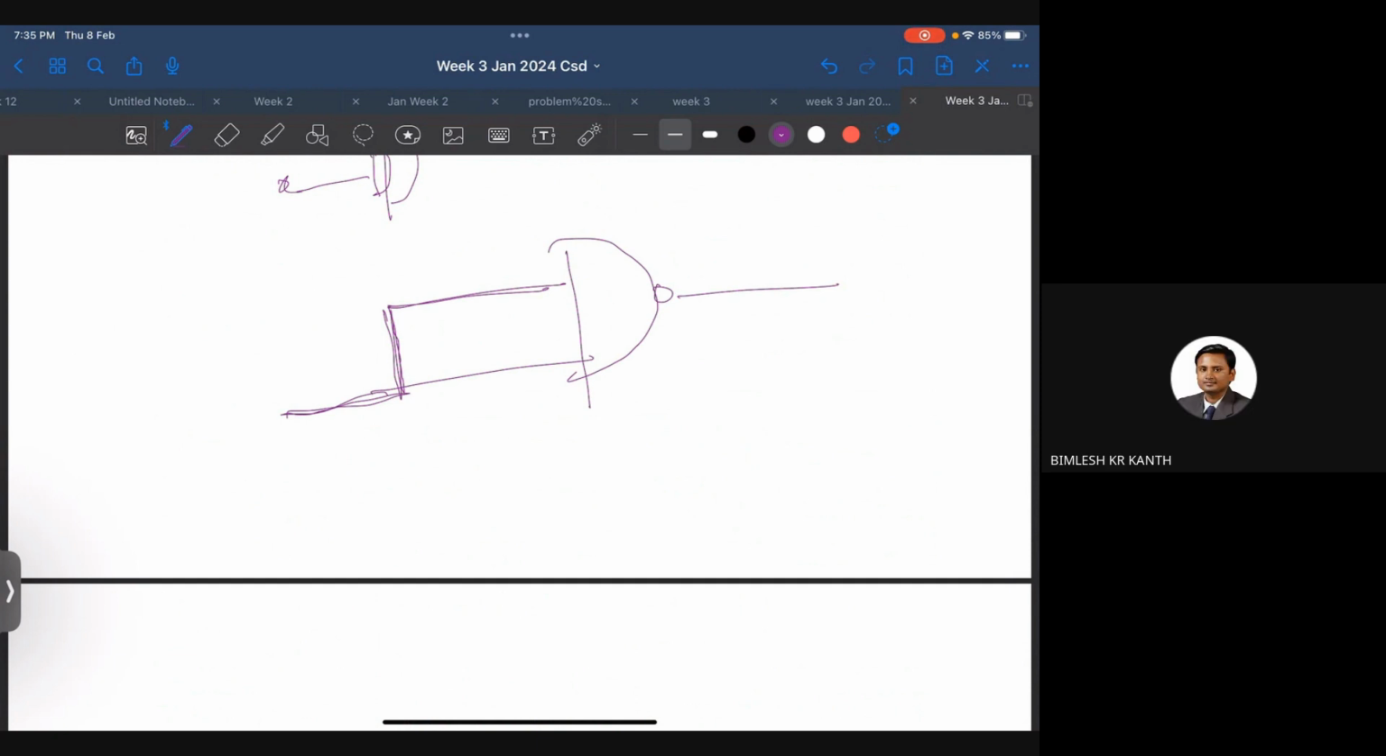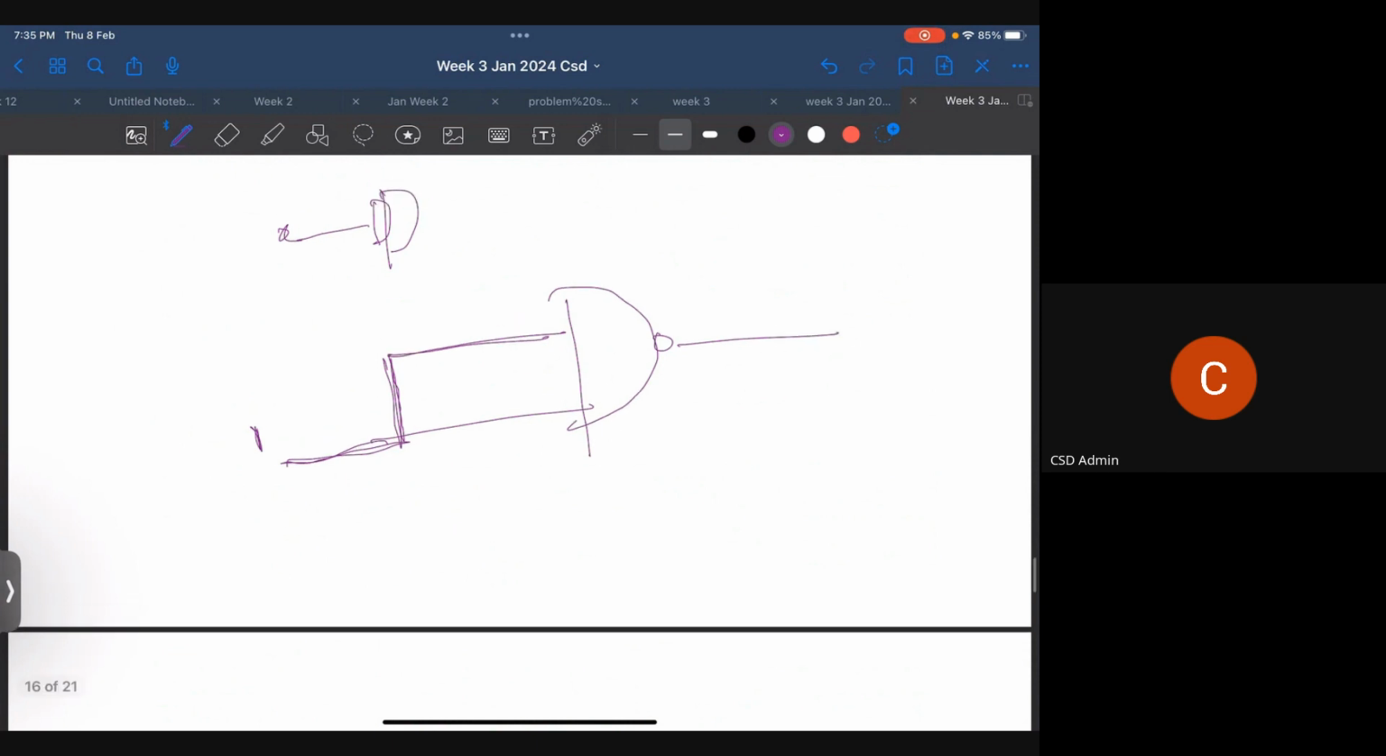Whatever input you give, suppose you are giving 1 to both inputs. If we short circuit, then it is no longer a two input NAND gate. It becomes a single input NOT gate. Correct, so it will be 1.1 bar, which is 0. So we are achieving the ultimate goal, right?